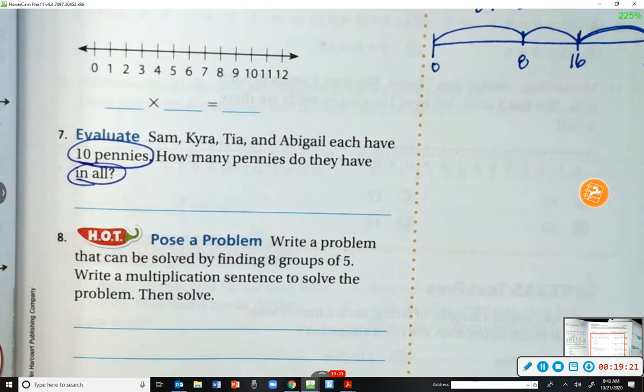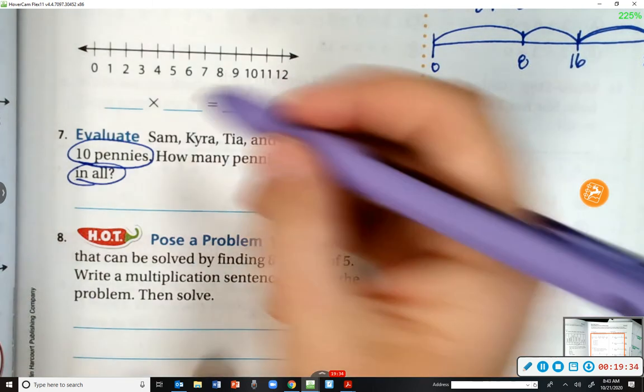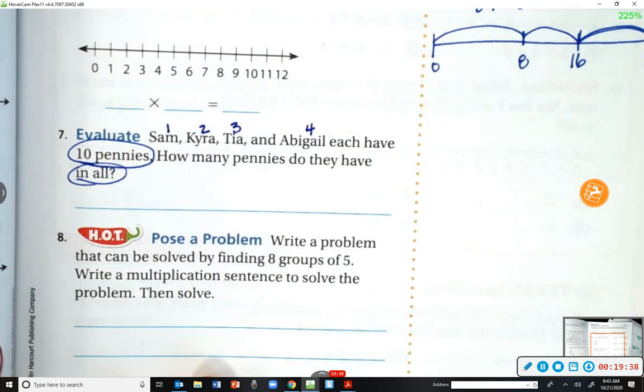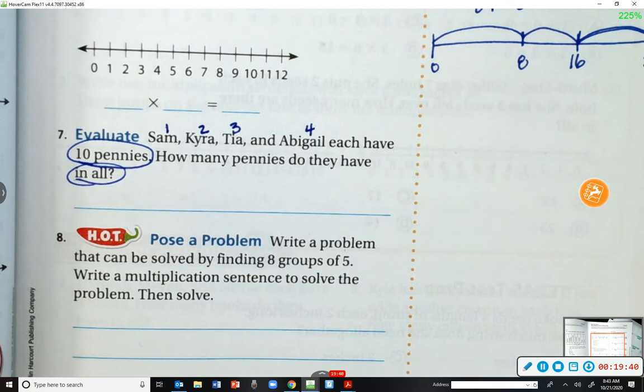Okay, but how many groups am I going to have? How many groups of 10 pennies would I need to make? 4. Don't just guess. Look at the problem. 4 because there's 4 people. Very good. I have Sam, Kyra, Tia, and Abigail. They each have 10 pennies. Okay?